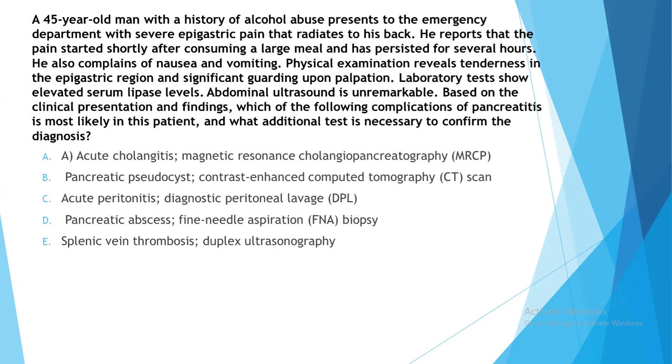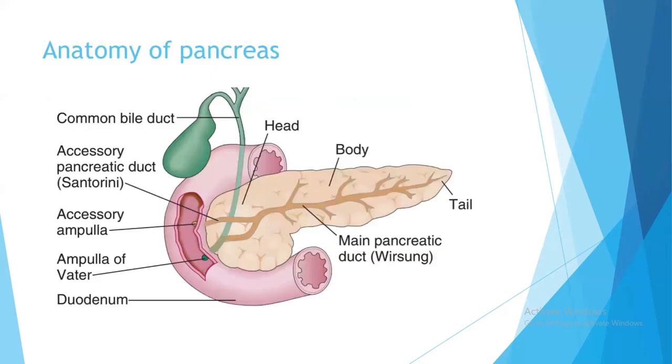We will come back to this question, but first let's discuss what is required to answer it. That is the theory part. The anatomy of the pancreas: there are three different parts, the head, body, and tail. The main pancreatic duct of Wirsung evacuates into the duodenum through the ampulla of Vater, and there is the accessory duct of Santorini.